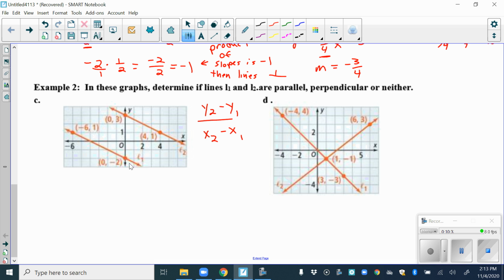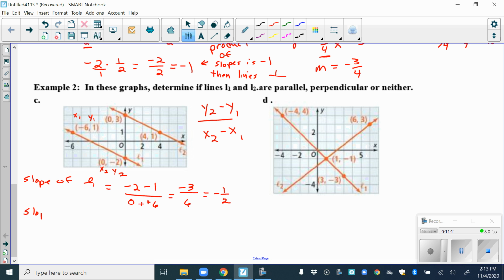So if I talk about line 1 here, I want to find the slope of line 1. This could be my x2, y2. This can be my x1, y1. So I'm going to do y2, which is negative 2 minus y1 over x2 minus x1. Negative 2 minus 1 is negative 3. 0 minus negative 6 is the same as 0 plus 6. So I get negative 3 over 6. That reduces to negative 1/2.